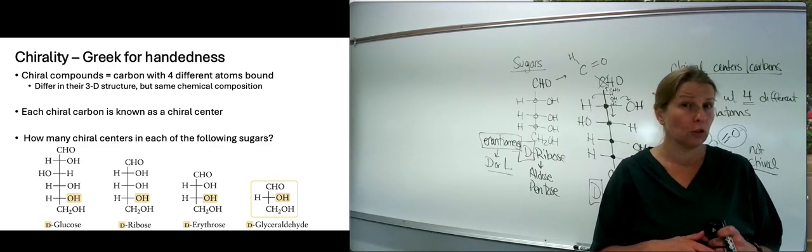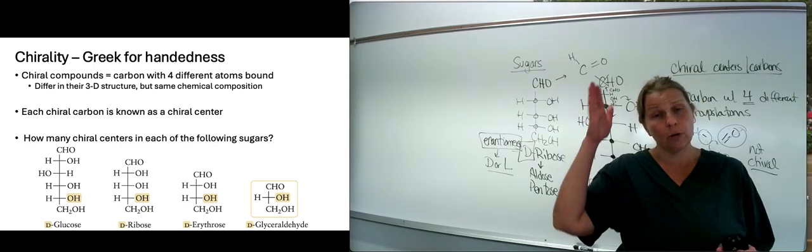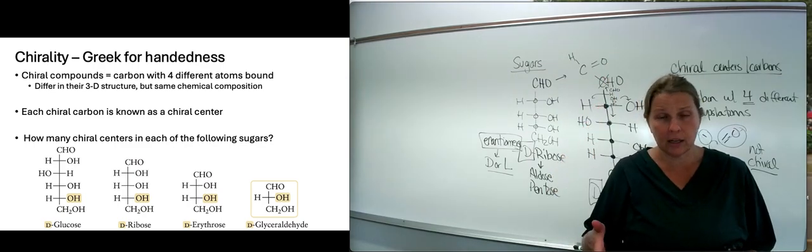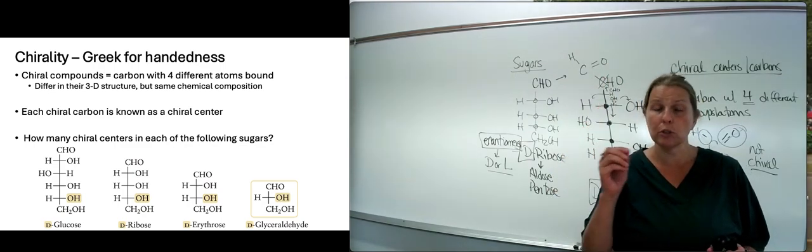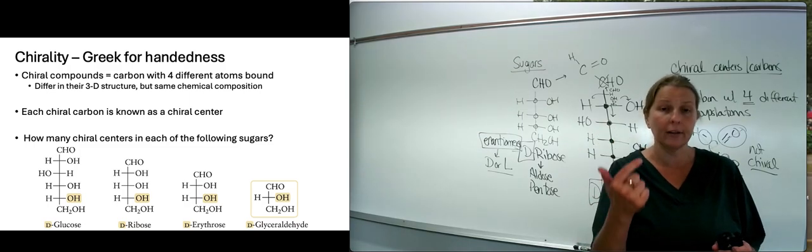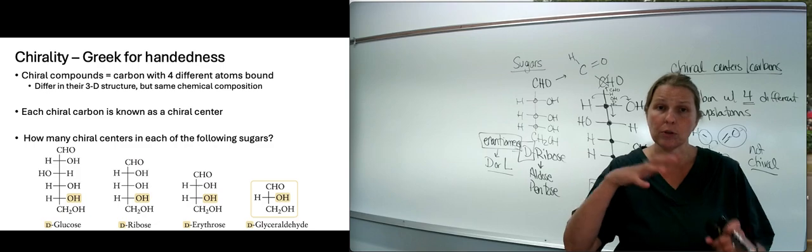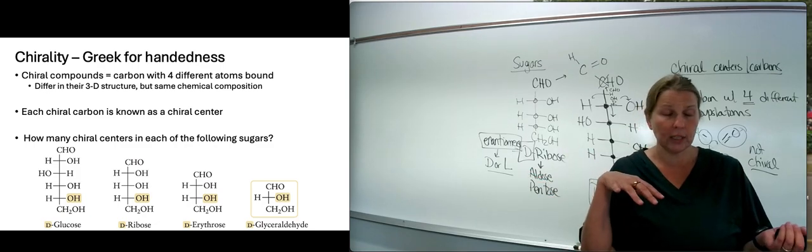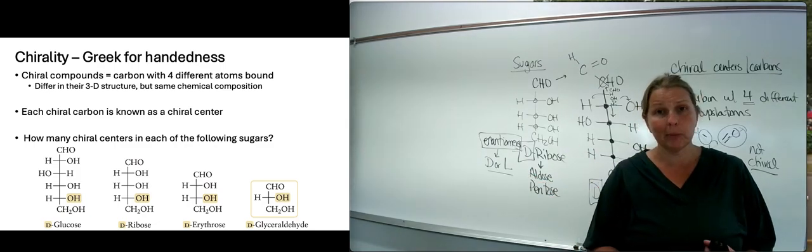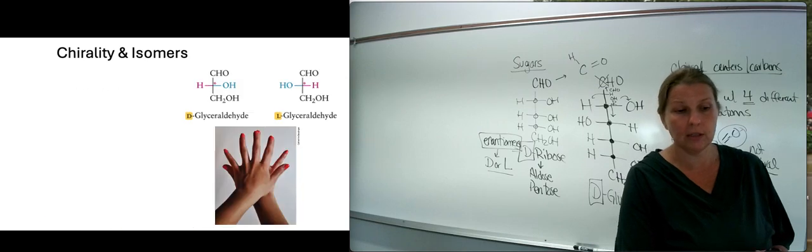So if you're given a particular sugar, you should be able to look at the linear projection. You should be able to determine, is it a ketose, an aldose, a pentose, etc. You should determine if it is an aldose or ketose. So again, the number of carbons, and what type of functional group. And you should be able to determine how many chiral centers are present.